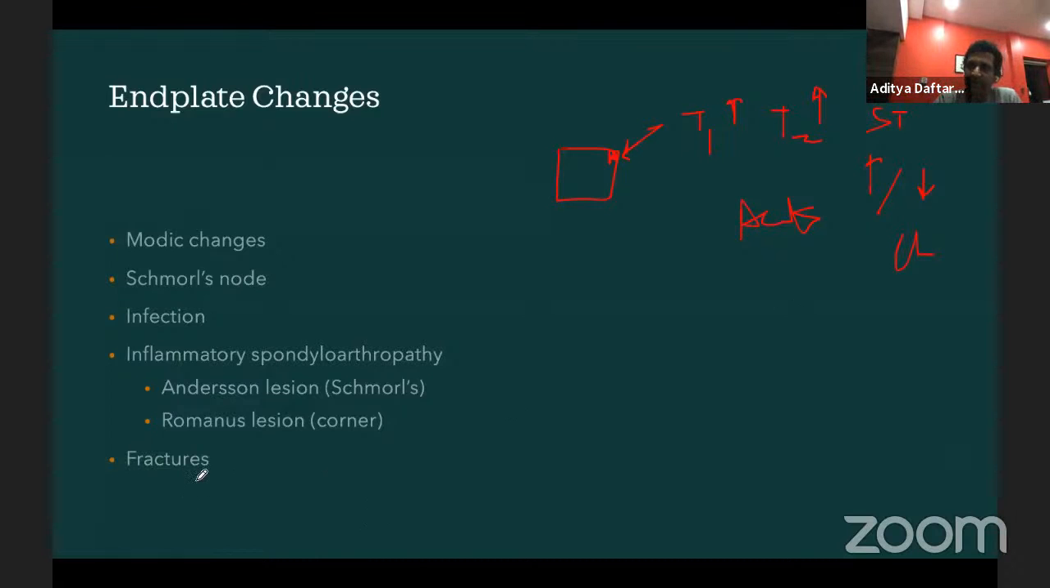And then you can see the fractures. Sometimes end plate fractures is another thing that you'll see. If you see multi-level end plate fractures that are subtle, then think about osteoporotic fractures. Look at the sacral ala to see if you have other signs of osteoporosis.